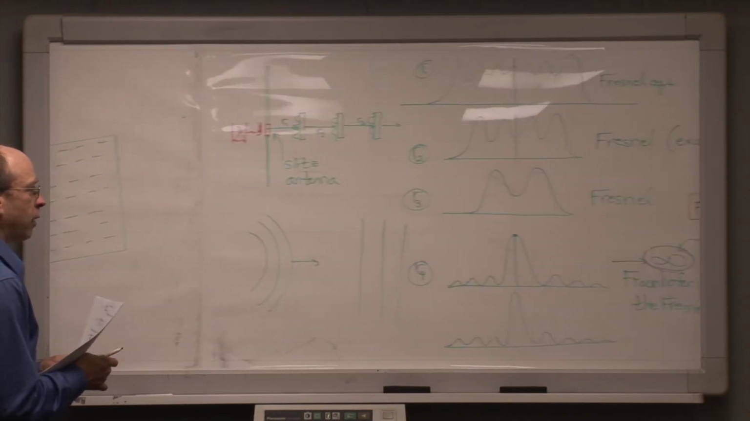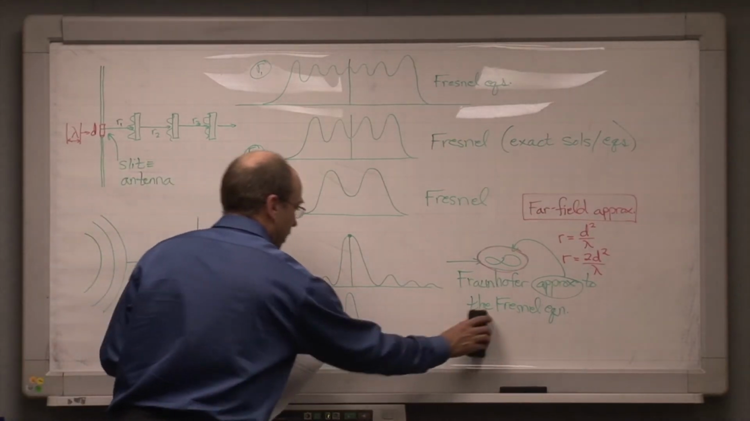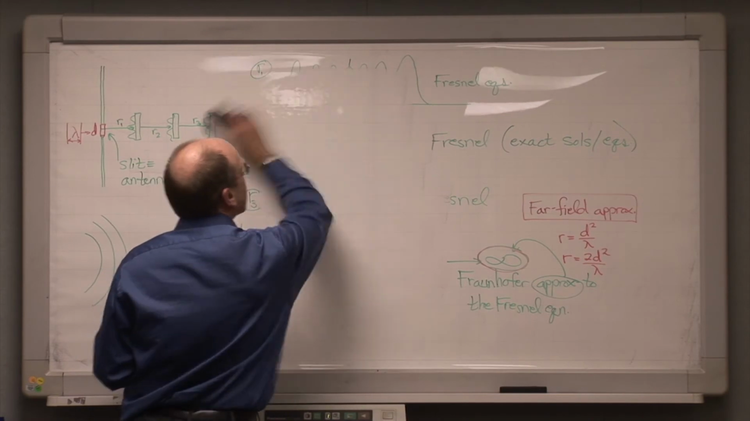An easy way to remember all that is 300 megahertz is going to produce a 1 meter wavelength, because the speed of light is 3 times 10 to the 8 meters per second.